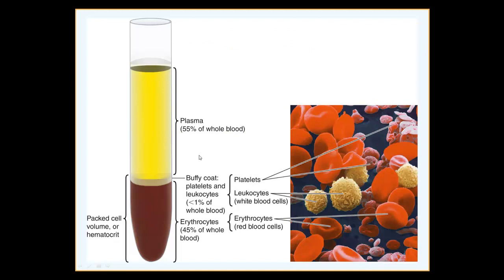So if we take the blood and spin it down, you will separate the cellular compartment, and the red blood cells, being the heaviest, will go to the bottom.